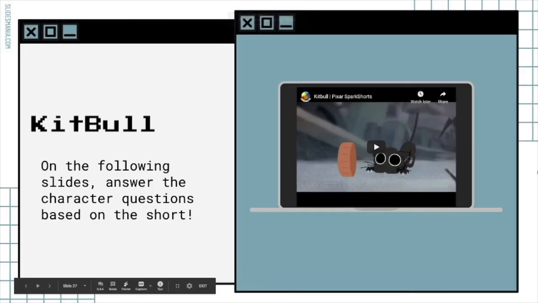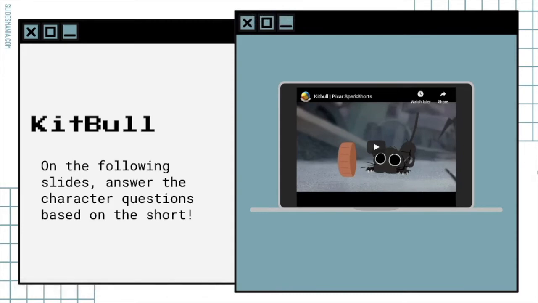Alright, so that was Kitbull, if no one's seen it yet. Sorry if I sound a little different. I always end up crying with that Pixar short because I've had a lot of rescue dogs, so I've seen them go through that transition.